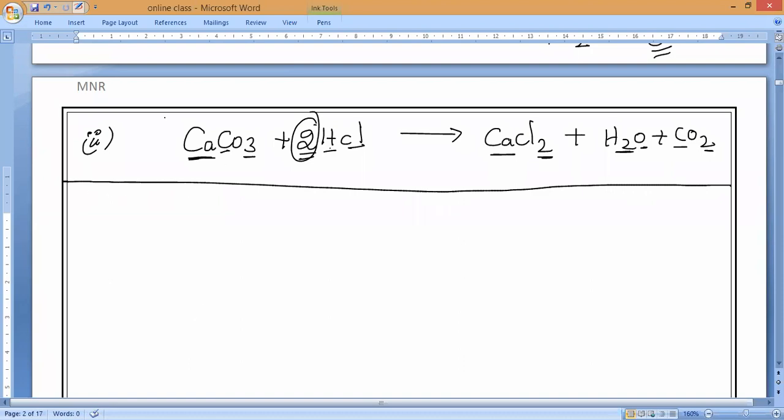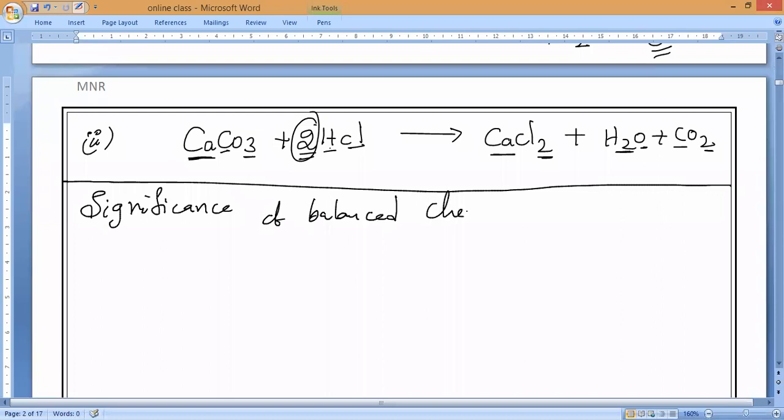Now you are saying, sir, we have two types of equations. What are they? One is the skeletal equation, and the other is the balanced equation. Sir, you say we should always balance the chemical equation. Why should we balance it? That is the more important thing. Significance means importance. So why should we balance the chemical equation? What is the reason behind it?